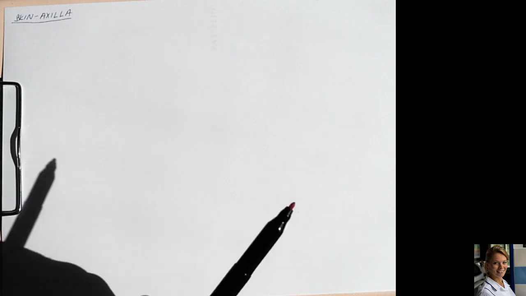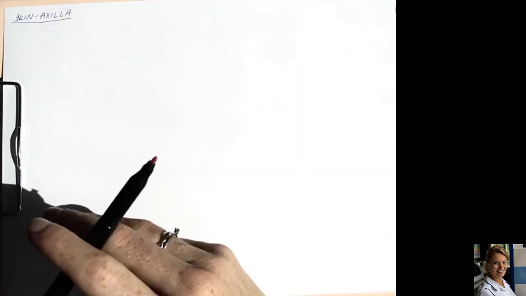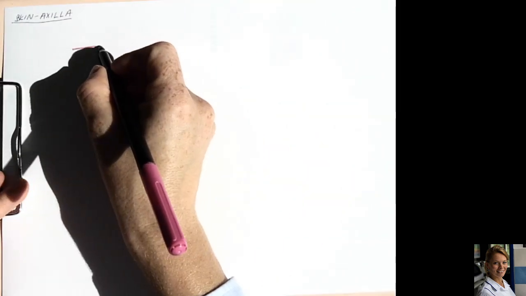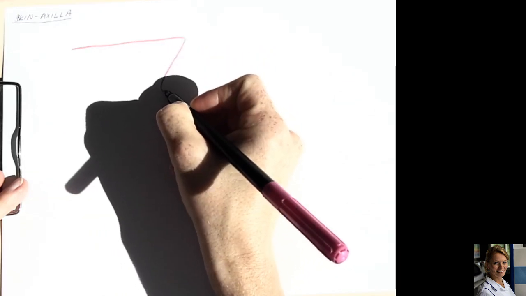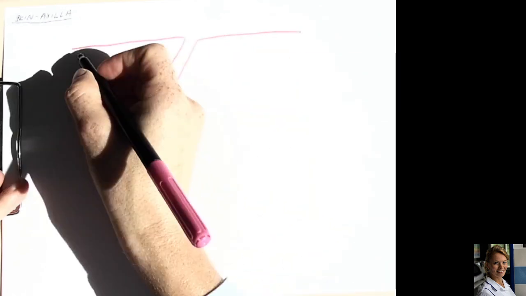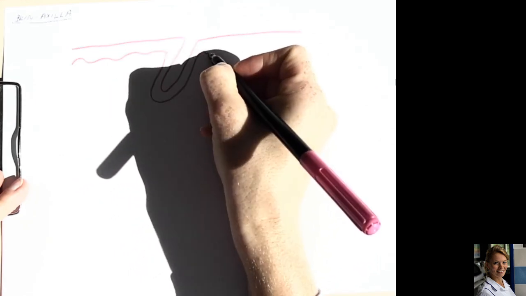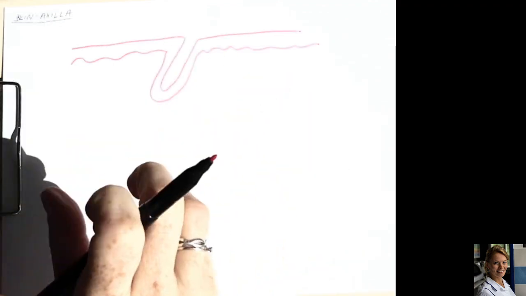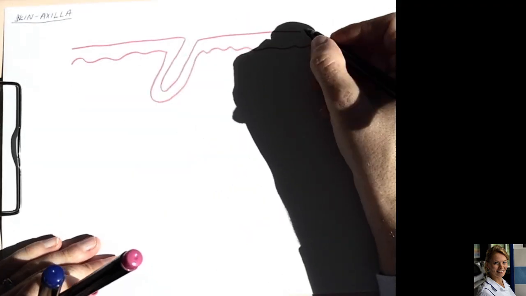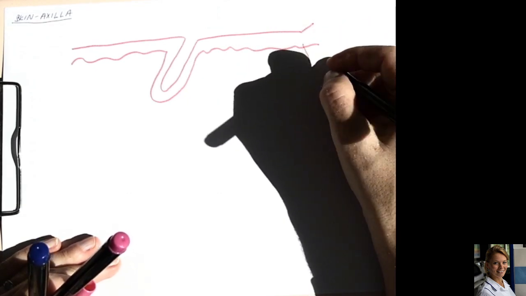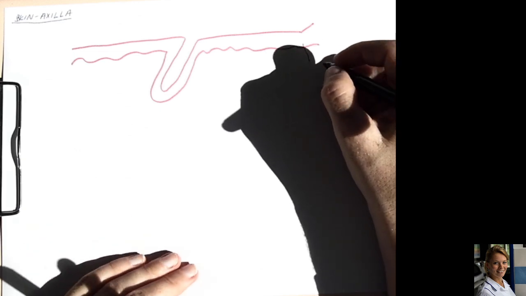Hello everyone, in this video we will draw and label the scheme of the thin skin, for example in axilla. The skin is composed of epidermis, and underlying dermis, which form dermal papillae. The detail of the epidermis, which consists of stratified squamous keratinized epithelium.